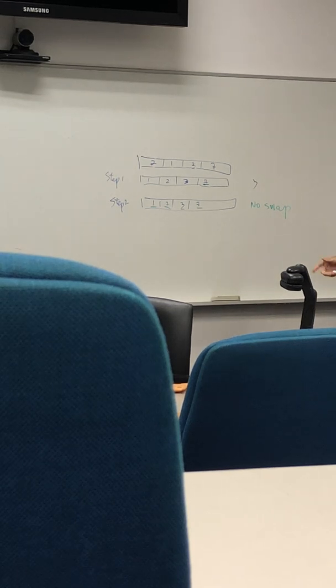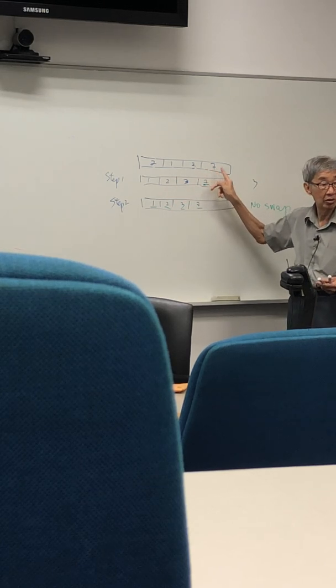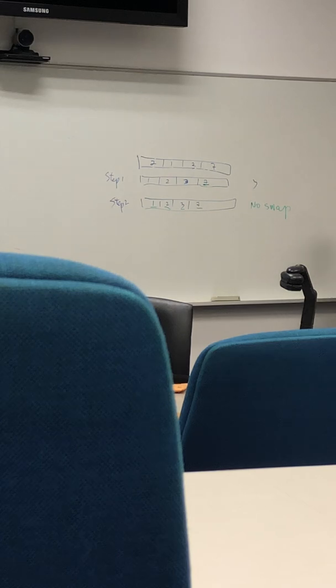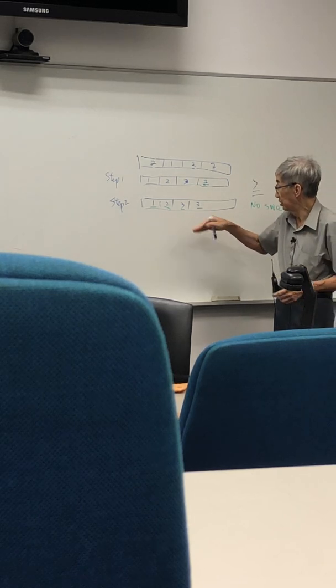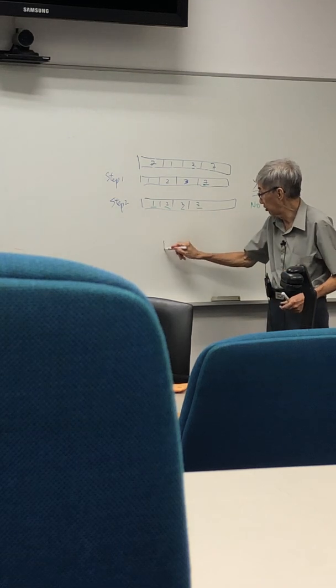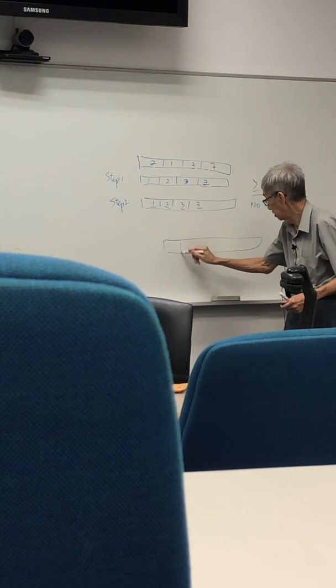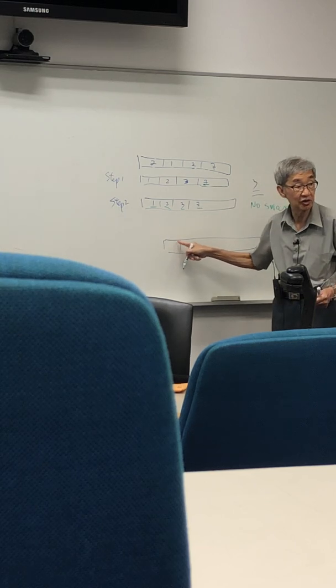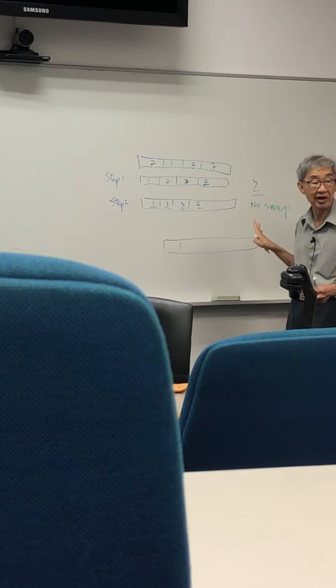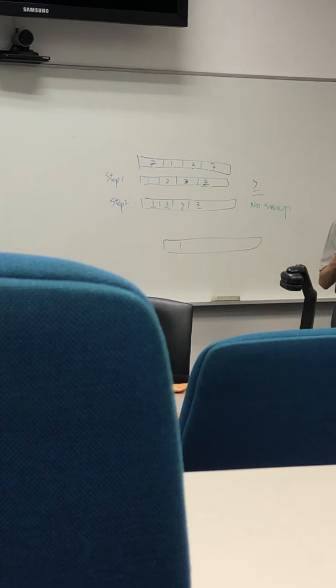So altogether there are 2 steps. We have to carry out 2 steps for sorting this array. And at most you need 3 steps. After you bring all the elements into position, if only one element is left in the unsorted part, definitely the whole array is sorted. So you only need at most n minus 1 steps.